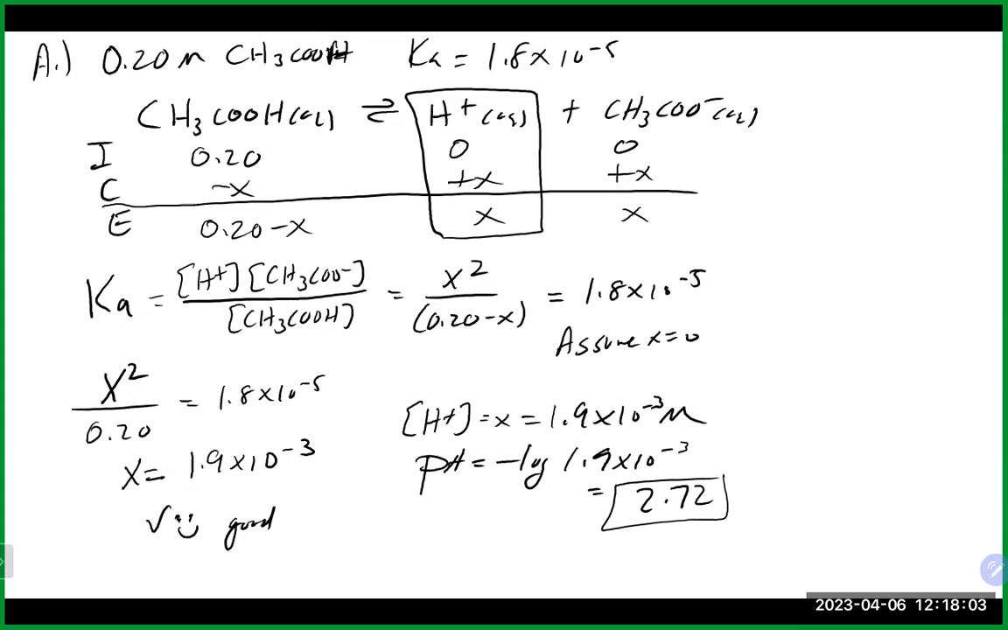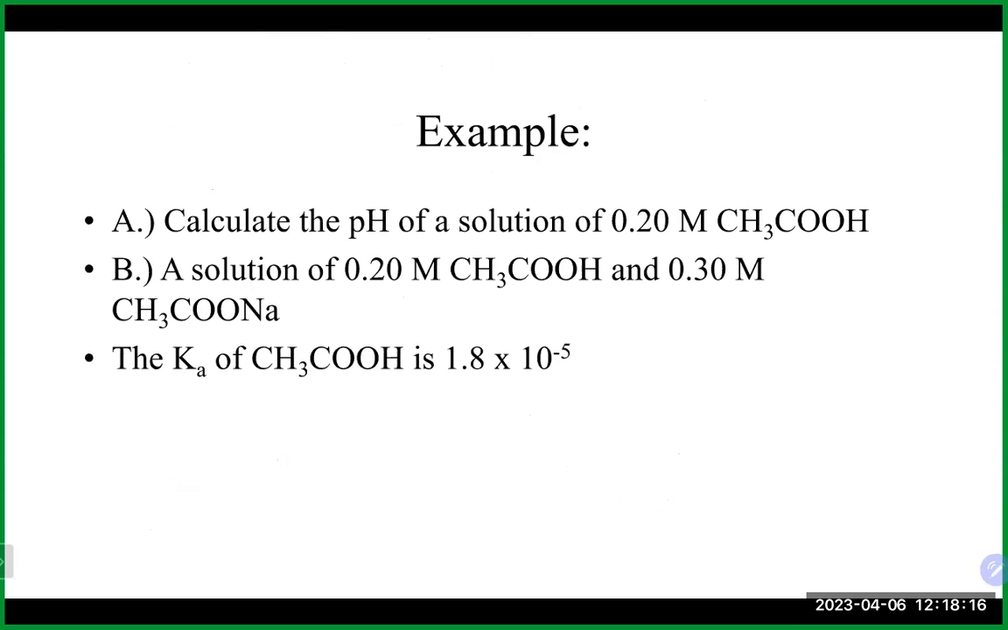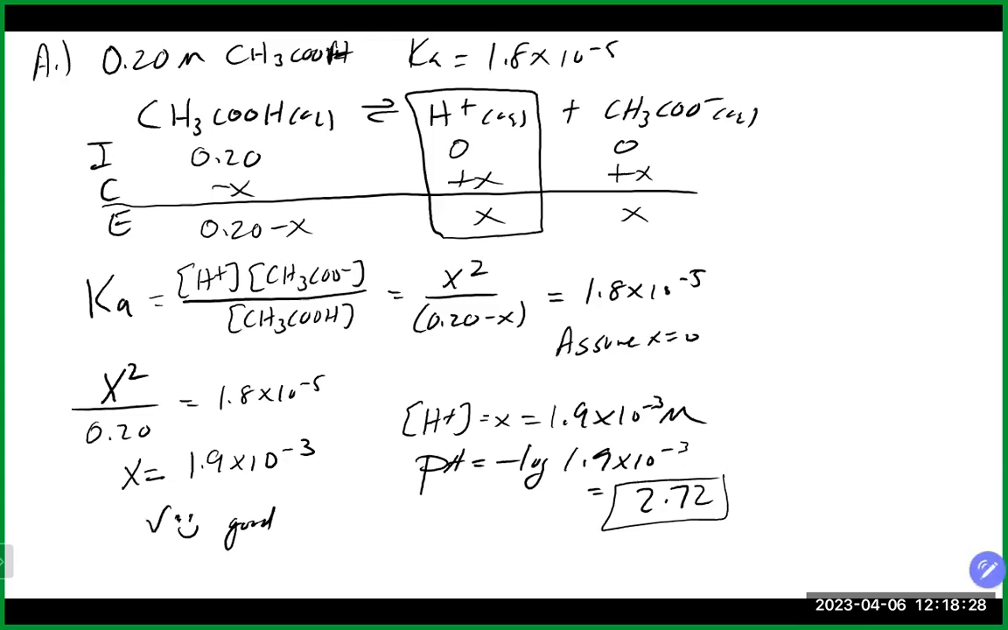So that's very much just a Ka problem like we did earlier on in this chapter. So let's then take a look at part B of this. In part B, what we're going to do is have really the same acetic acid solution, but to that solution, we're also going to add some sodium acetate. So let's take a look at those two things.